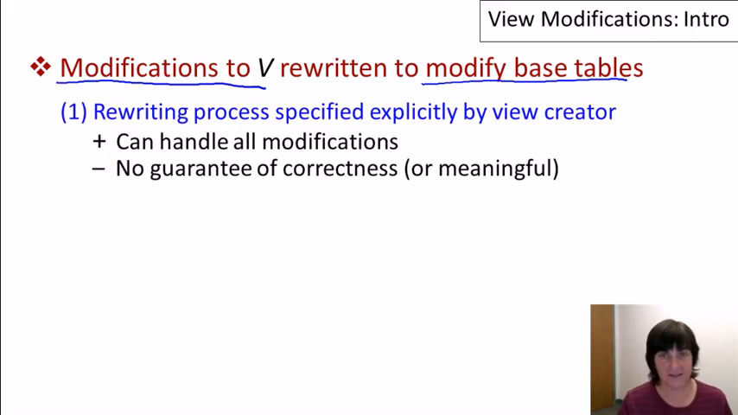One approach is that the view creator actually specifies that rewriting process. So they will say, when somebody tries to insert into the view, here's what we need to do on the base tables. If they try to delete, here's what we do, and update, here's what we do. The positive of this approach is that all modifications can be handled because the view creator is going to specify exactly what happens in the case of those modifications. The downside is that there's no guarantee of correctness, meaning there's no guarantee that that square diagram is adhered to. And we'll see examples in our demo of where it's not, or even that the translations are meaningful. So we're relying on the view creator to create correct and meaningful translations explicitly.